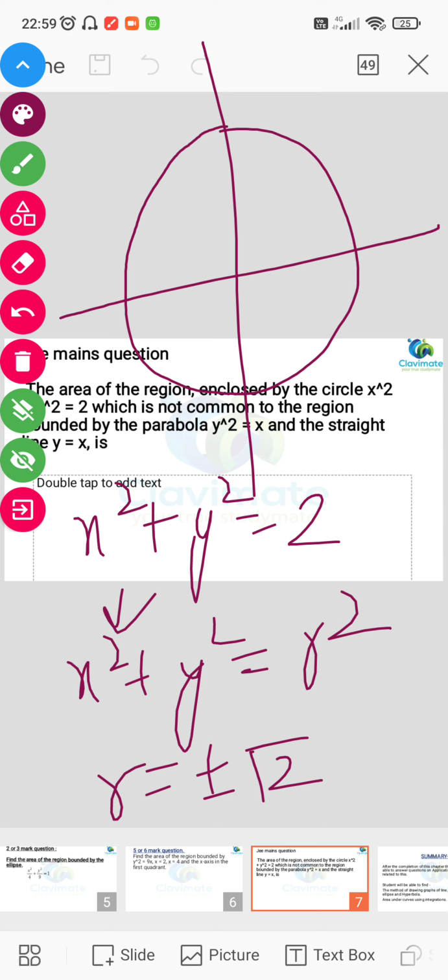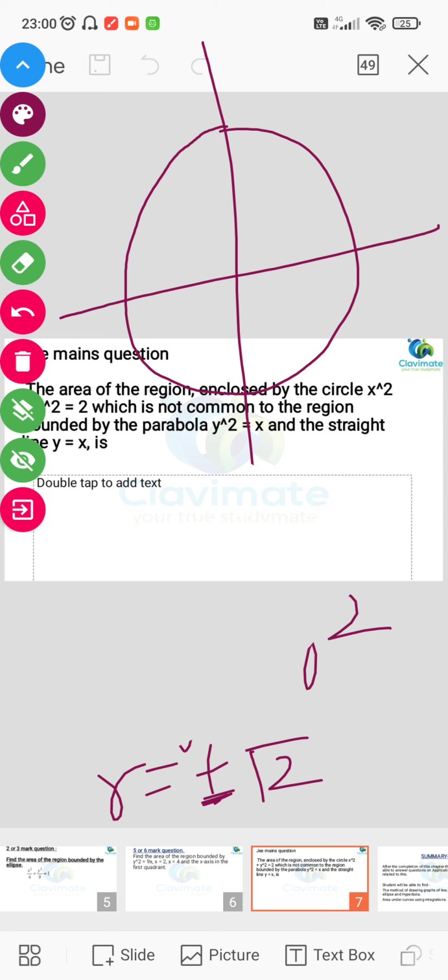Since radius can't be negative, I'm taking it as root 2. So the radius is root 2, right? So we have found the radius. Let us solve this further. Now what we have to do now? Now we have to plot the parabola, which is y square is equal to x, and the straight line y is equal to x in this figure. Okay, let me plot it.